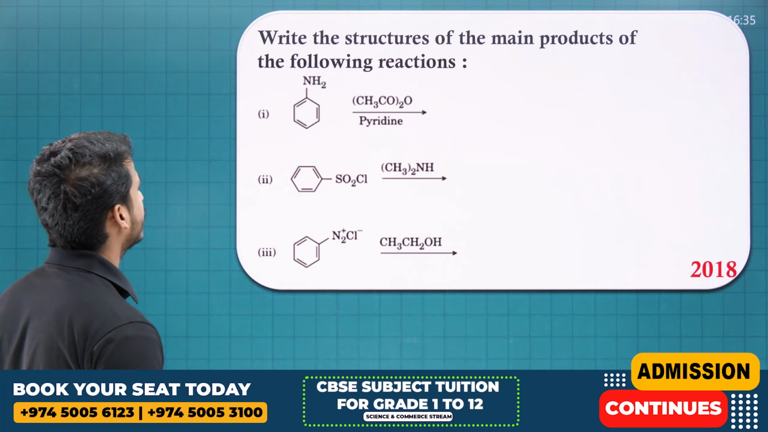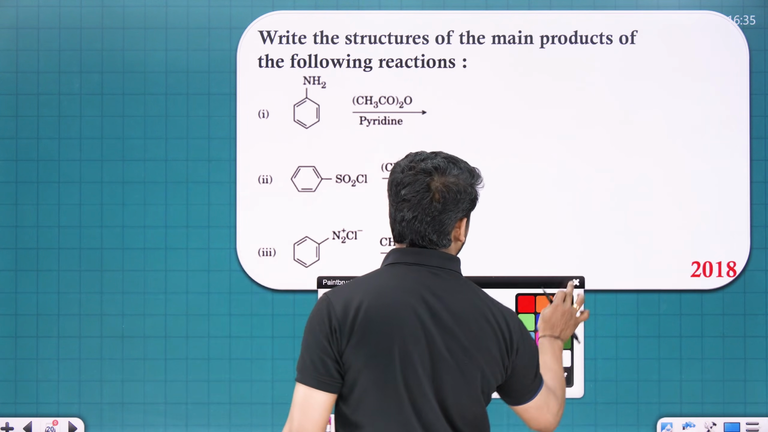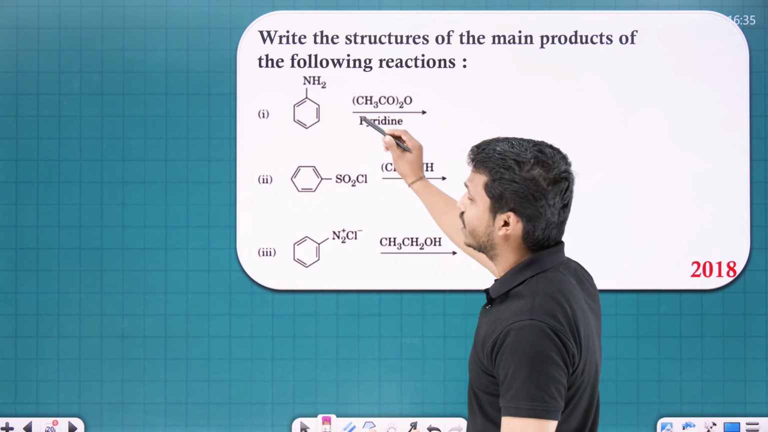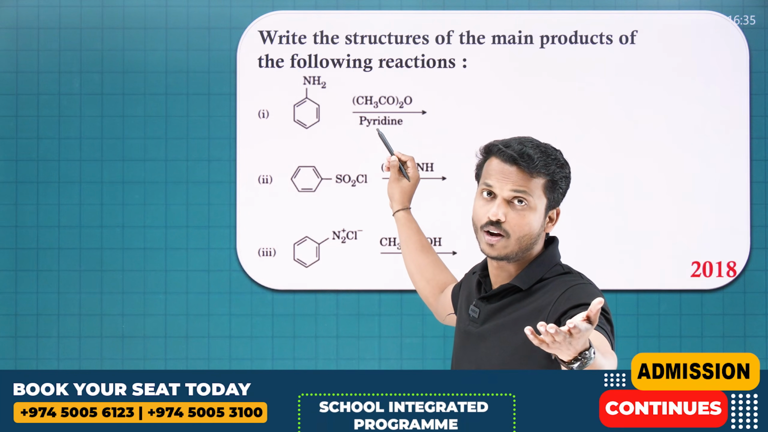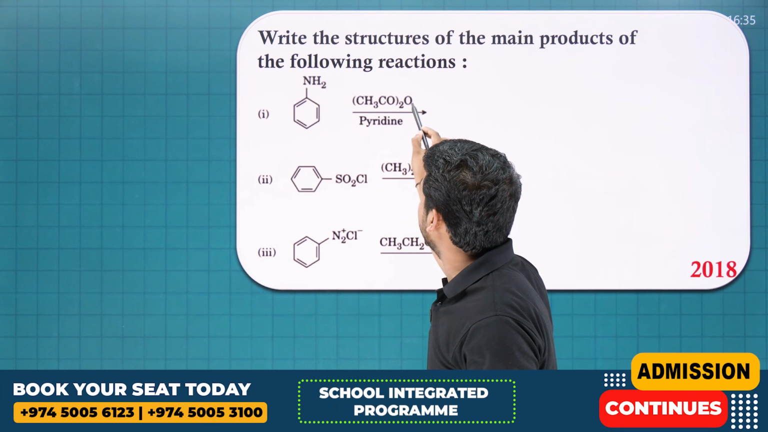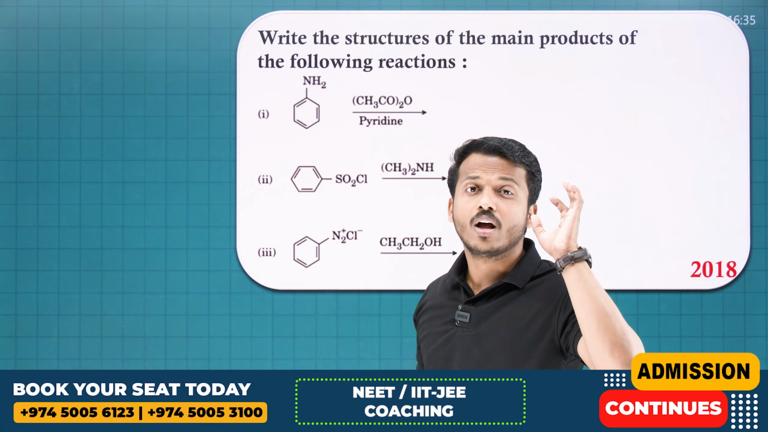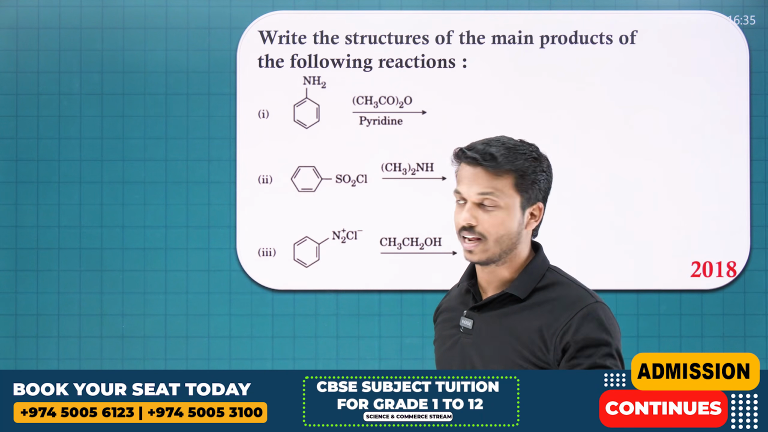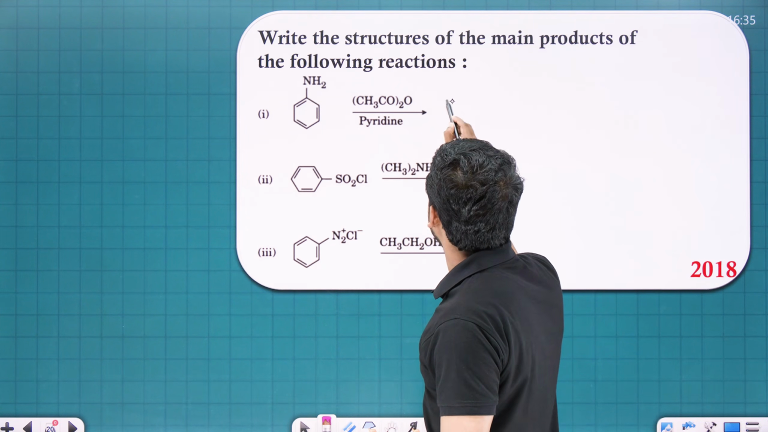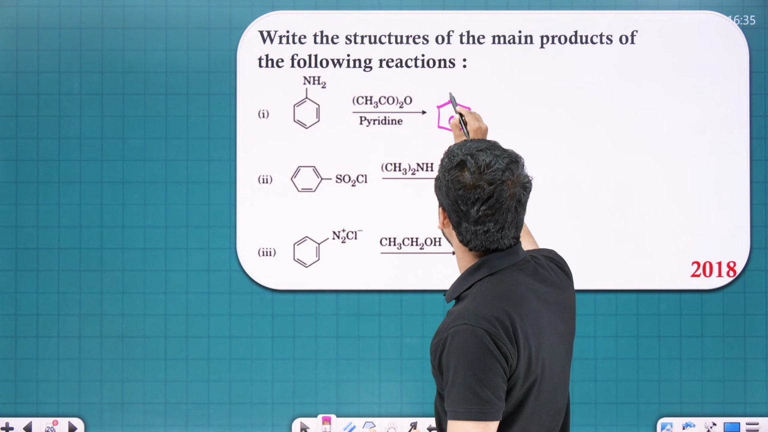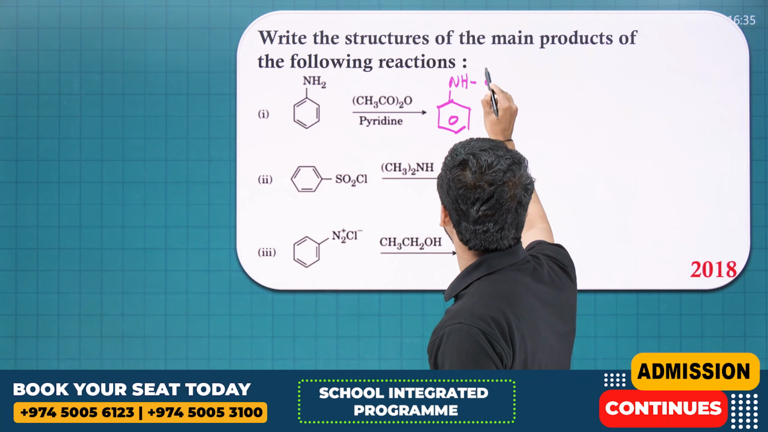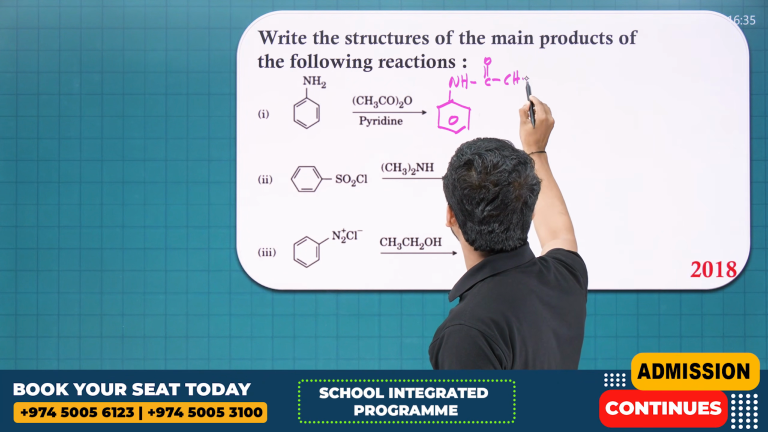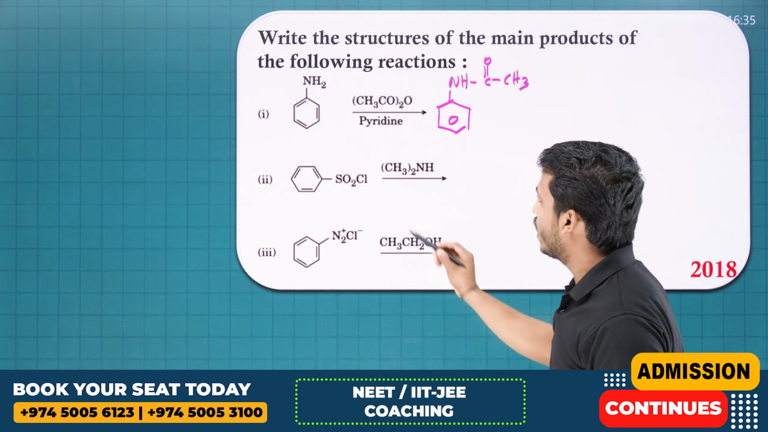Next one. Write the structure. 2018 question, dear all. Write the structure directly. Just to be discussed now, the pyridine and all, right? Aniline when reacted with acetic anhydride, that is called what? Acetylation. We get the product acetanilide. What is acetanilide? Benzene with NHCOCH3.